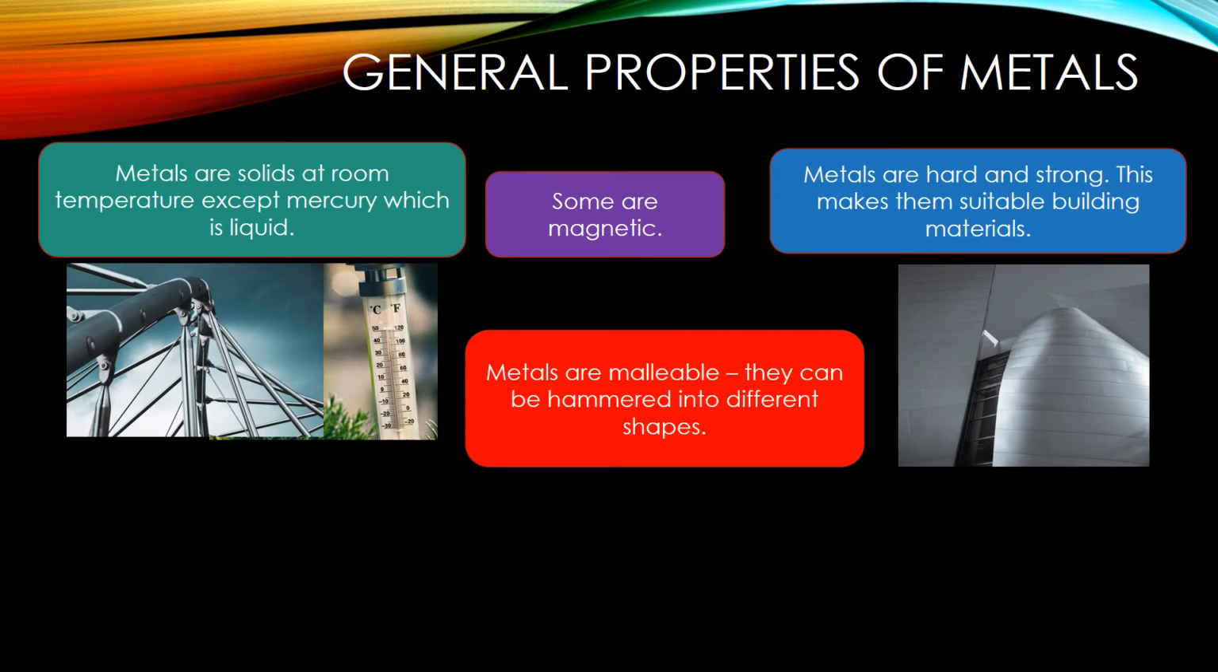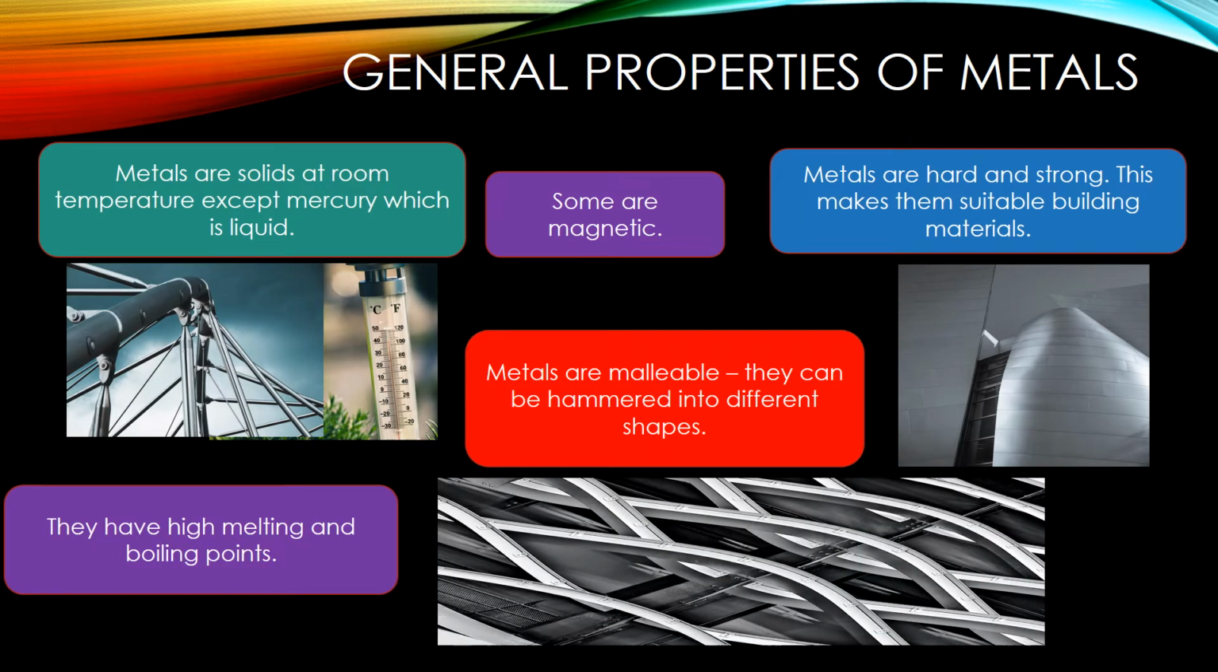They have very high densities and are generally hard and strong. Therefore, metals are suitable building materials and they are also used in making machines. Metals have very high melting and boiling points, which makes them withstand high temperatures.